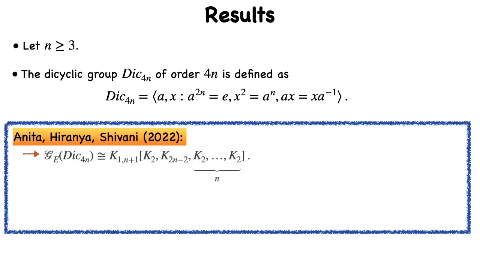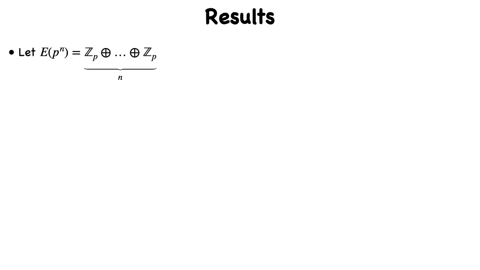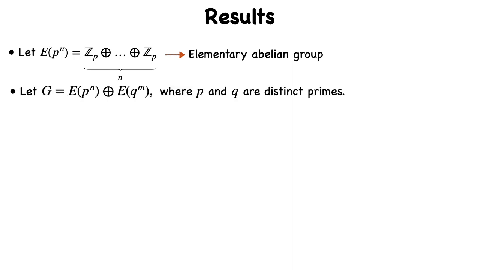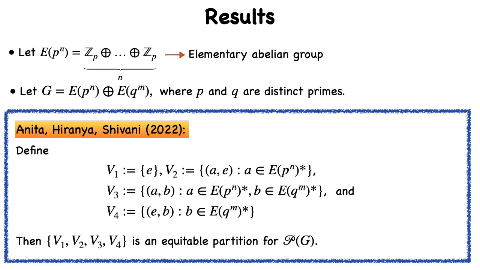For the dicyclic group, we first found the joint representation of its enhanced power graph, and using that, we found the characteristic polynomial of its distance matrix. Coming to our main result, if E_P^n denotes the elementary abelian group based on prime P, and G is the direct sum of two such elementary abelian groups based on different primes P and Q, then first we gave an equitable partition for the power graph.